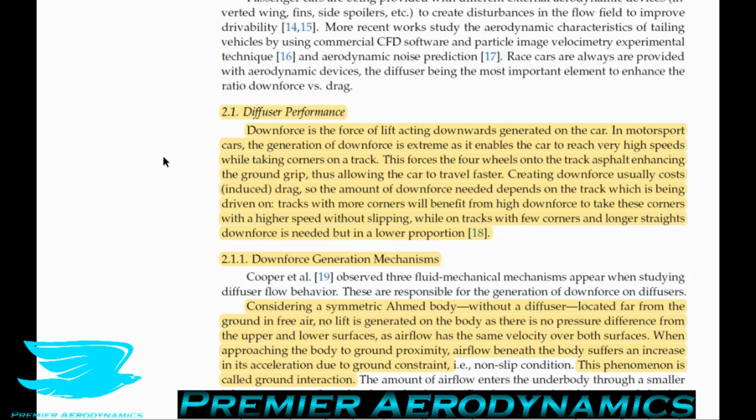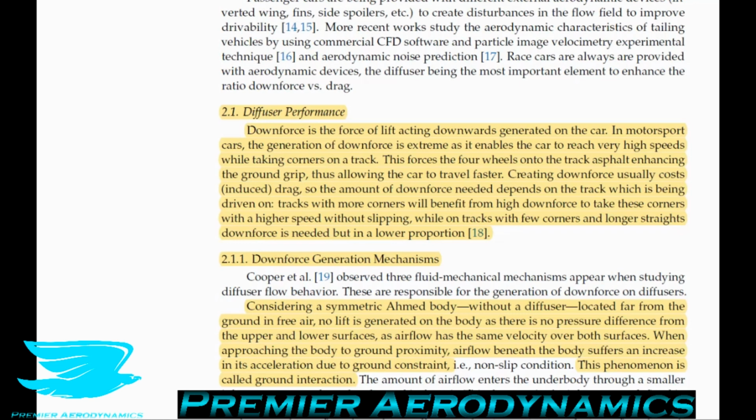So the amount of downforce needed depends on the track which is being driven on. Tracks with more corners will benefit from higher downforce to take these corners with a higher speed without slipping, while on tracks with fewer corners and longer straights, downforce is needed but in a lower proportion. So let's talk about all these different factors here that they've covered.